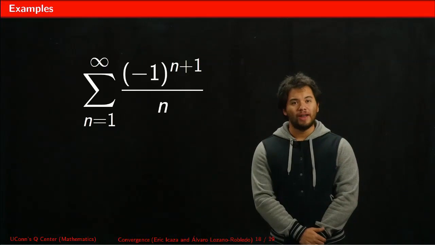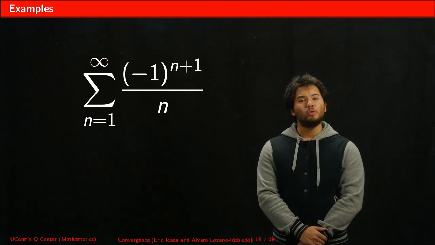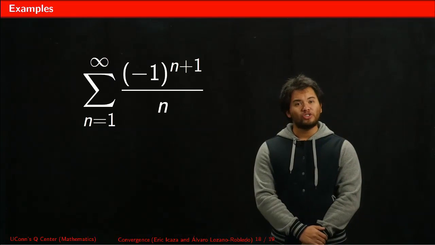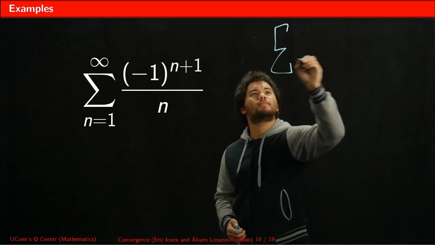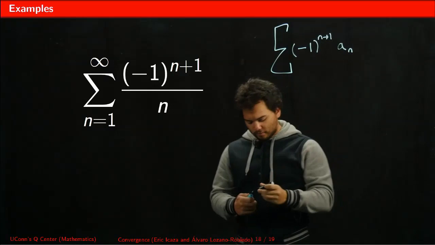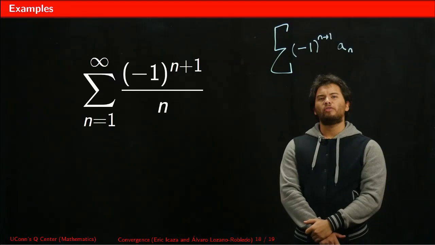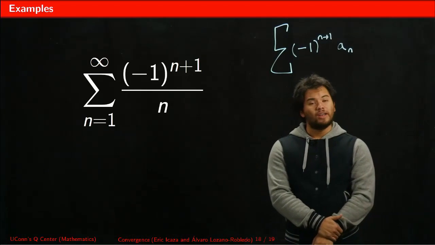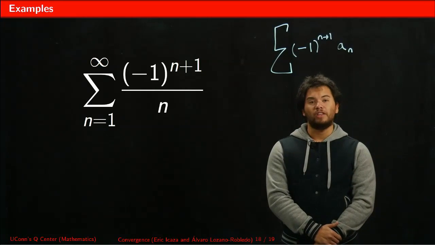Our next example is the sum from n equals 1 to infinity of negative 1 raised to the n plus 1 divided by n. Now remember, the special test that you can use when you have a series that has alternating terms, or if you have positive and negative terms. In this case, we're going to want to use the alternating series test, which is when you have a series of this form. In this case, our a sub n is going to be 1 over n. So what we have to do is see if 1 over n has the three properties for the alternating series test. Is it positive? Is it decreasing? And does the limit go to 0? Now, our a sub n, which is 1 over n, has all three of these properties. Therefore, this series converges by the alternating series test.